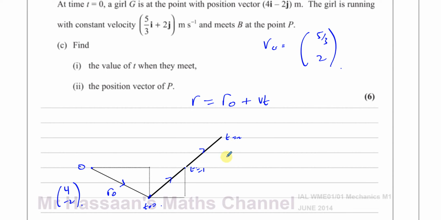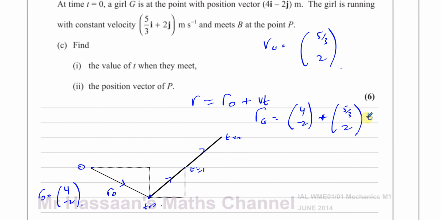Now, how do we write this as an equation? We can say the position vector of the girl is equal to r0, which is 4i minus 2j. That's where she was when time is 0. Plus v, which is 5/3 i plus 2j, times t, which is the time in seconds.